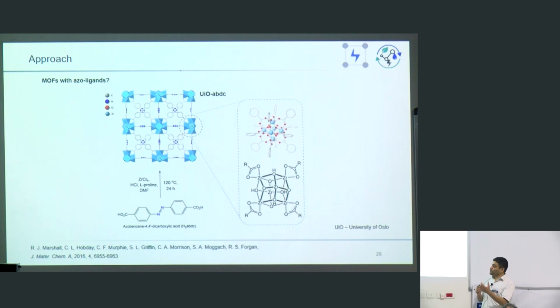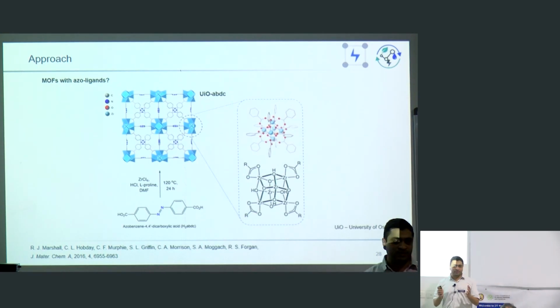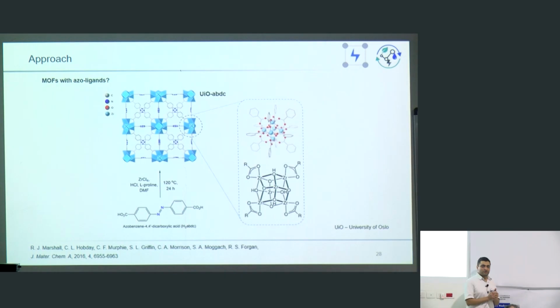And any MOF that has to be used for such applications has to be chemically resilient. It has to withstand constant ion diffusion. And one of the popular families of MOFs is the zirconium-based MOFs. And why is that so? Because zirconium plus 4 is a hard cation. It has a strong coordination bond with oxygen donor ligands. So typically, if you form a zirconium-based carboxylate structure, it's going to show very high chemical resistance.